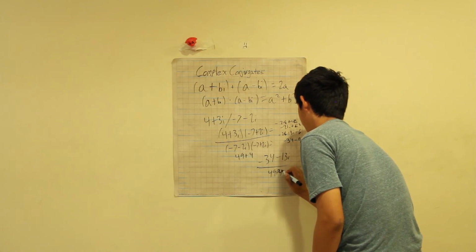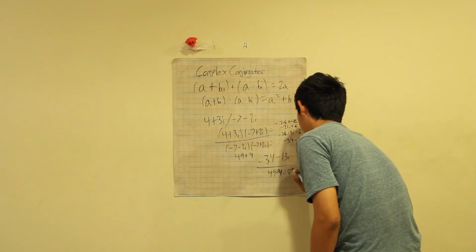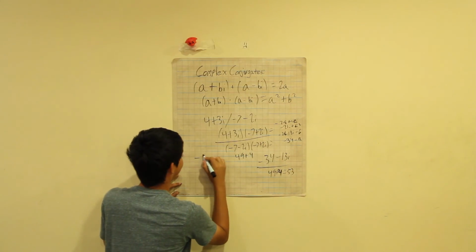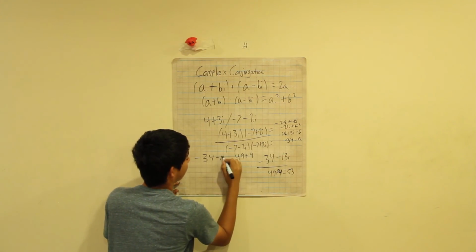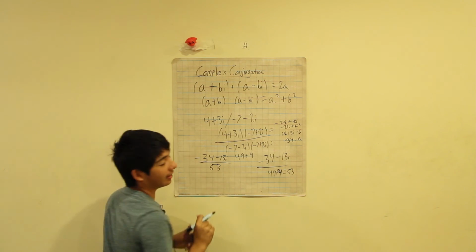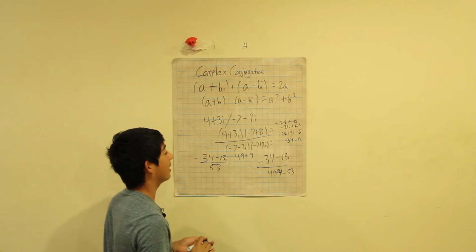And 49 plus 4 is equal to 53. So your final expression would be negative 34 minus 13i over 53. And we'll go more in depth into the work involved in this example later.